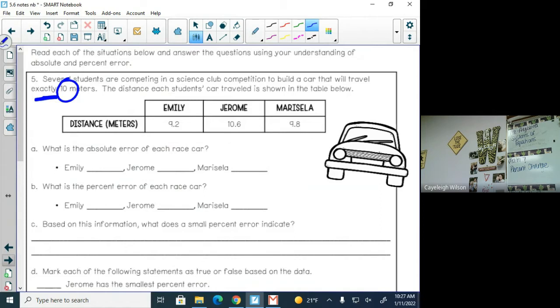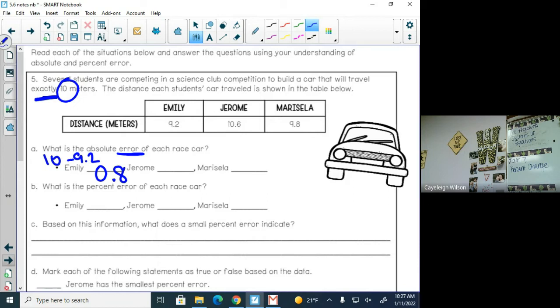So letter A, what is the absolute error? It's not asking me for the percent, it's asking me what is the error. Okay? So I'm gonna find the error, and I always take big minus small. So how far did Emily's go? 9.2, so I'm gonna subtract. So the exact minus hers, so 10 minus 9.2, hers had an error of 0.8. So I just subtract the exact and what she got.